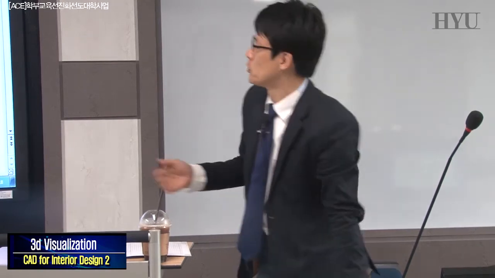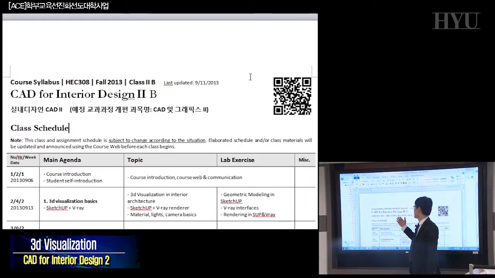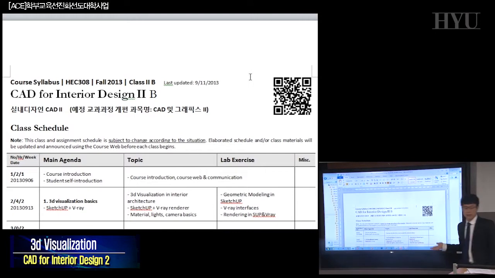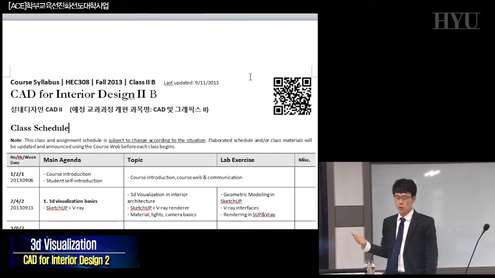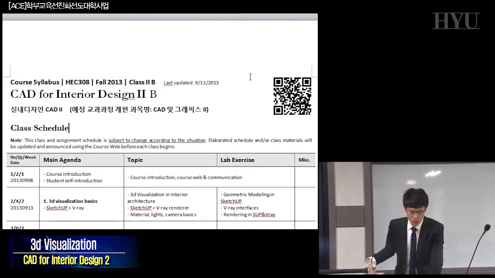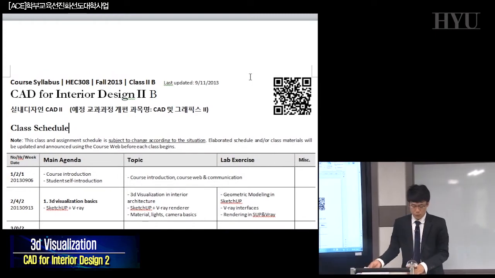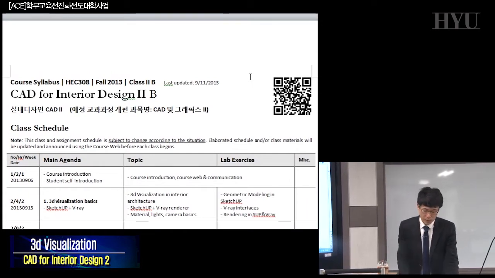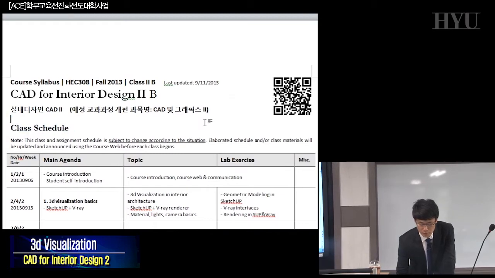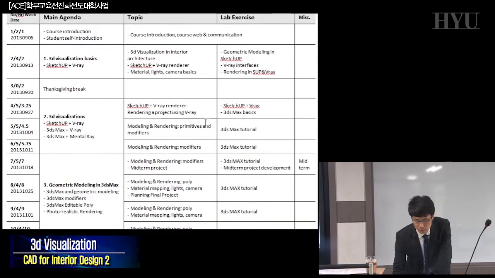As I told you before, this is CAD for Interior Design 2B, but it doesn't matter exactly what the name is. This is CAD and graphics, not the first class, second class. You have learned AutoCAD and geometric modeling using SketchUp. So our focus is on 3D geometric modeling and rendering using SketchUp at the beginning of this course. And then we're going to move to 3D Max from the week after next, according to this course schedule.